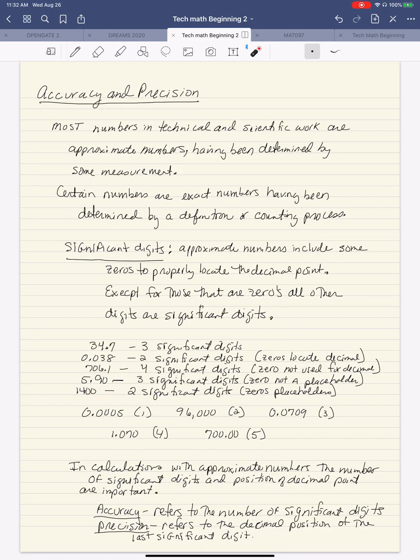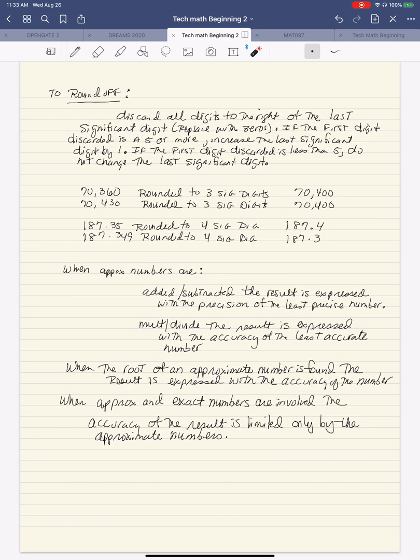So this is 5. In calculations with approximate numbers, the number of significant digits and position of the decimal point are important. Accuracy refers to the number of significant digits. Precision refers to the decimal position of the least significant digit. So accuracy is for significant digits, precision is pretty much decimal position.